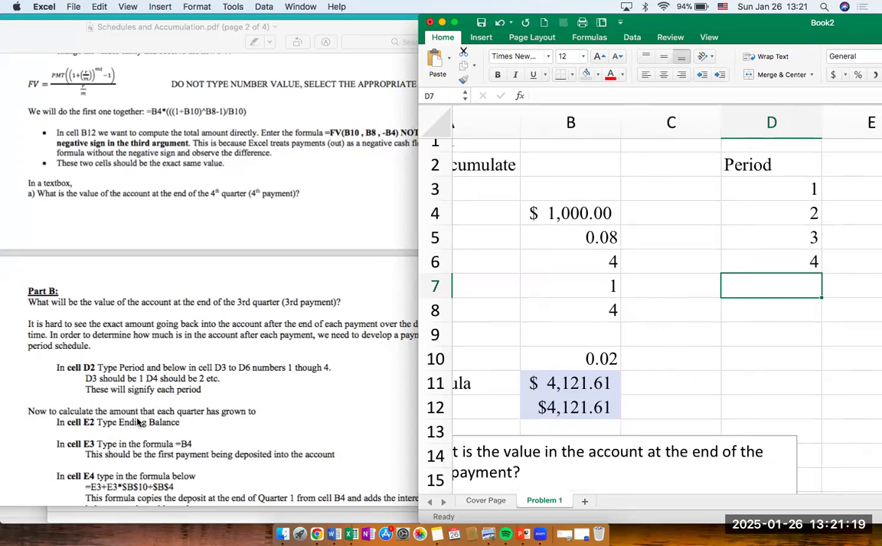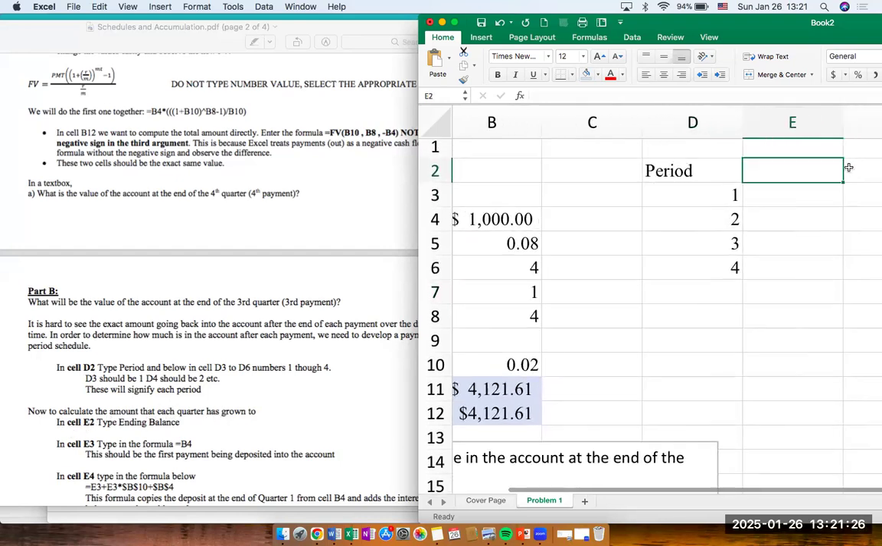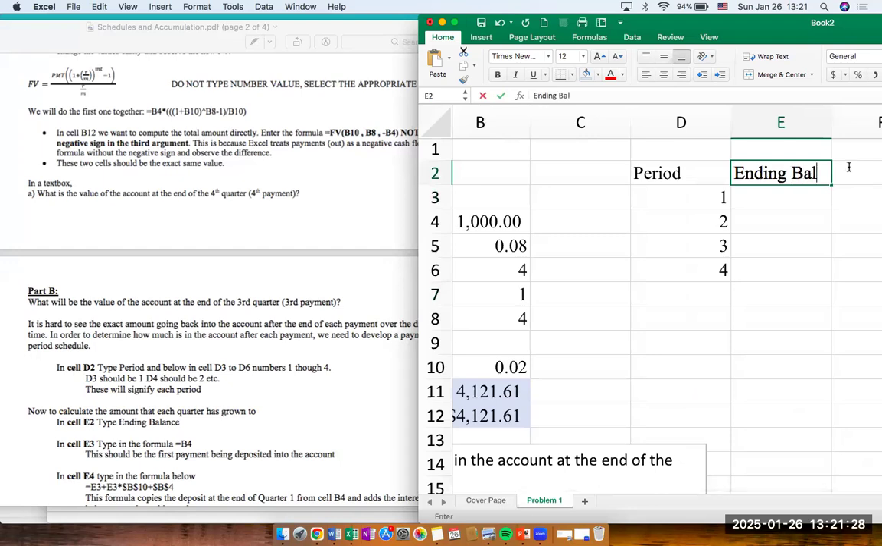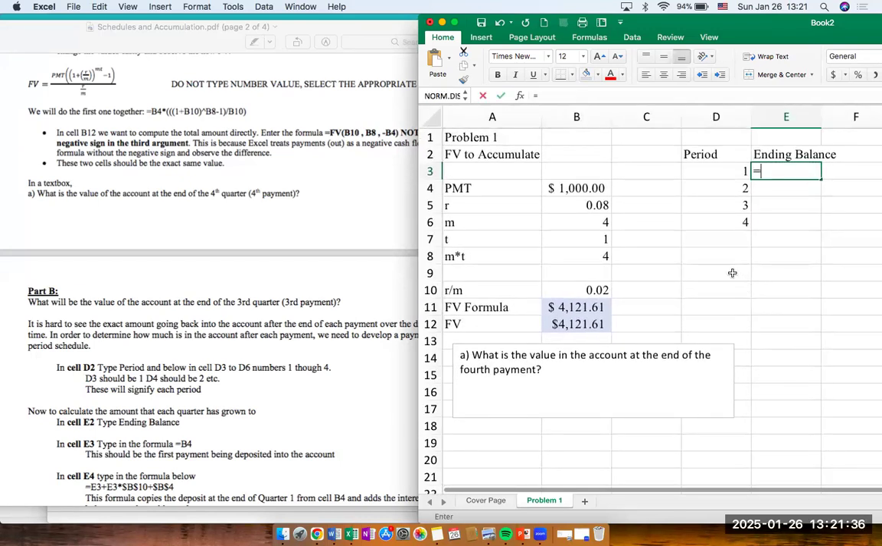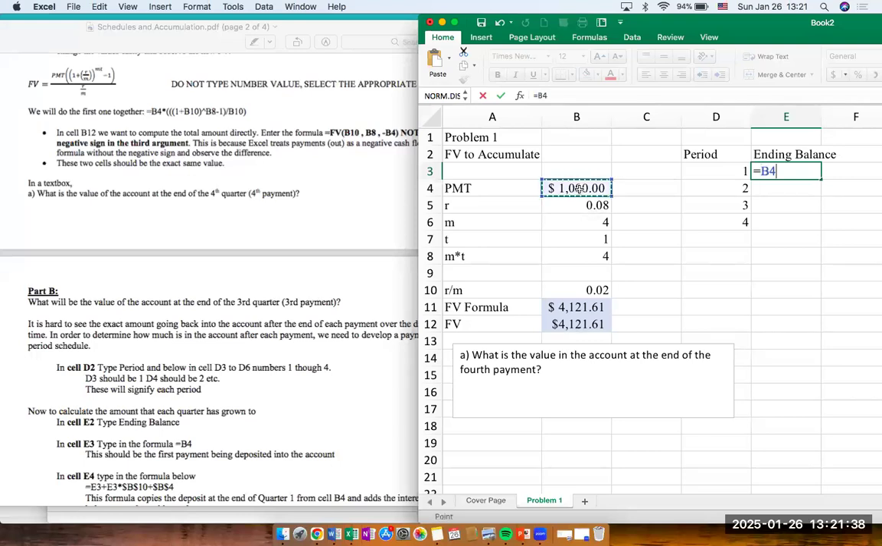So then it says now to calculate the amount after each quarter has grown. So in cell E2, we're going to type in ending balance. In cell E3, we're going to type in the formula B4. There we go. It says equals B4 here. Now this should be our very first payment, and that should make sense if we are making a payment into the account right after the first quarter. We are putting in $1,000. That is your deposit.